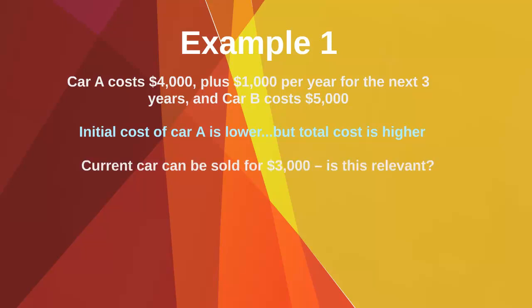However, our current car can be sold for $3,000. Now, is this a relevant cost? Does it factor into our decision making? No, because we get the funds for selling the current car regardless of which car we choose. We wouldn't even need to choose car A or car B. We could still sell our current car for $3,000. It does not factor in to our decision making between car A and car B.